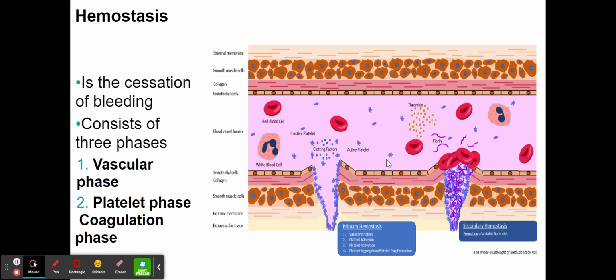So let's get started. The process of hemostasis is the stopping of bleeding. It halts the loss of blood to the walls of damaged vessels. At the same time, it establishes a framework for tissue repairs. Hemostasis has three phases: the vascular phase, the platelet phase, and the coagulation phase.